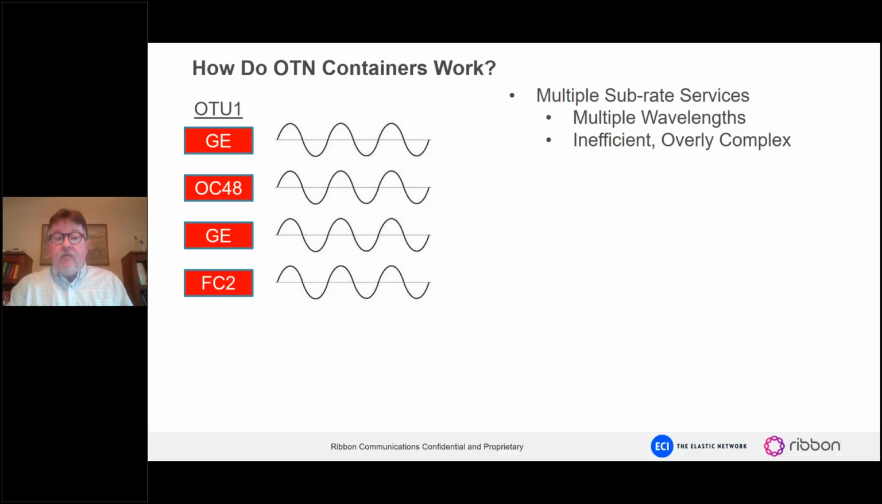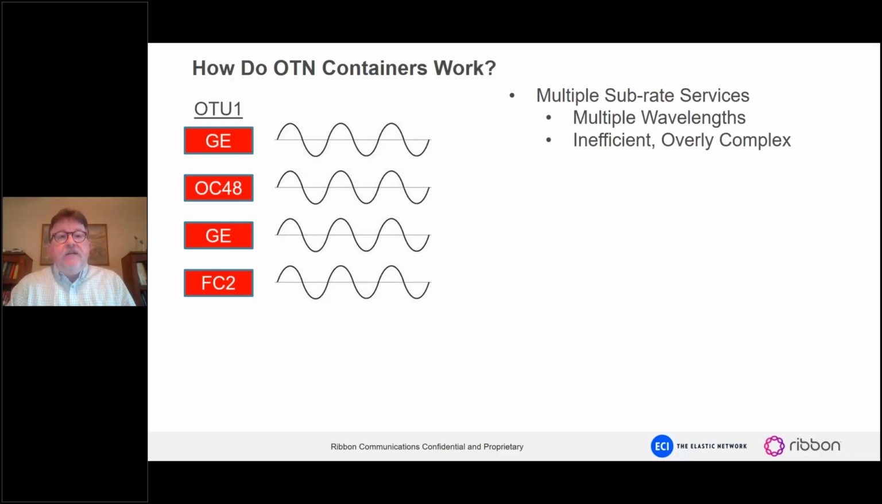They may be DWDM wavelengths, they may be wideband gray wavelengths, but each one taking up its own wavelength. And of course, each one of these may not be running at 100%. So if I've got an OC48 signal, I may only have 3 OC12s in it, right? So I've got empty space there.